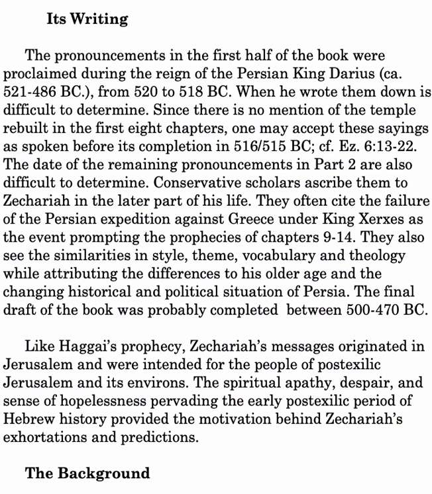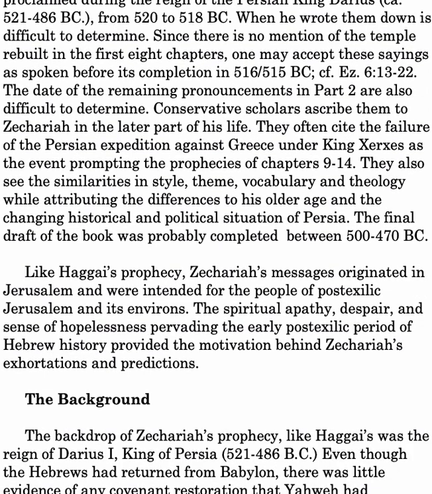Like Haggai's prophecy, Zechariah's messages originated in Jerusalem and were intended for the people of post-exilic Jerusalem and its environs. The spiritual apathy, despair, and sense of hopelessness pervading the early post-exilic period of Hebrew history provided the motivation behind Zechariah's exhortations and predictions. So the people are in a down mood. We'll talk about that a little bit later.